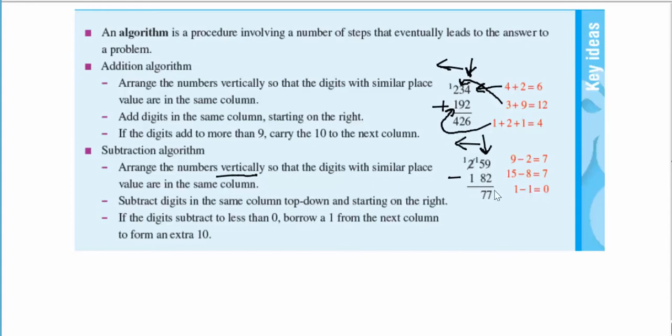Here, 9 minus 2 is 7. 5 minus 8, can't do that, it ends up less than 0, so we get rid of this 2. We're going to take 100, and that's what we're talking about, the hundreds here, so we're going to take 100 over here.